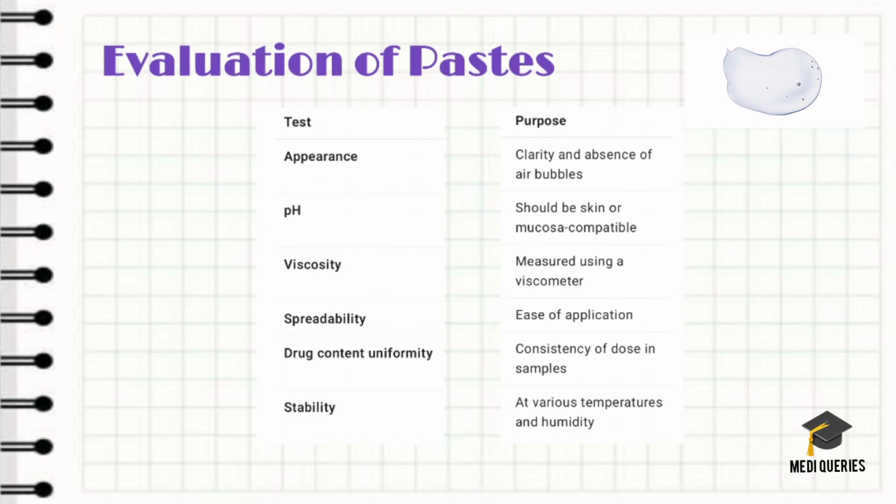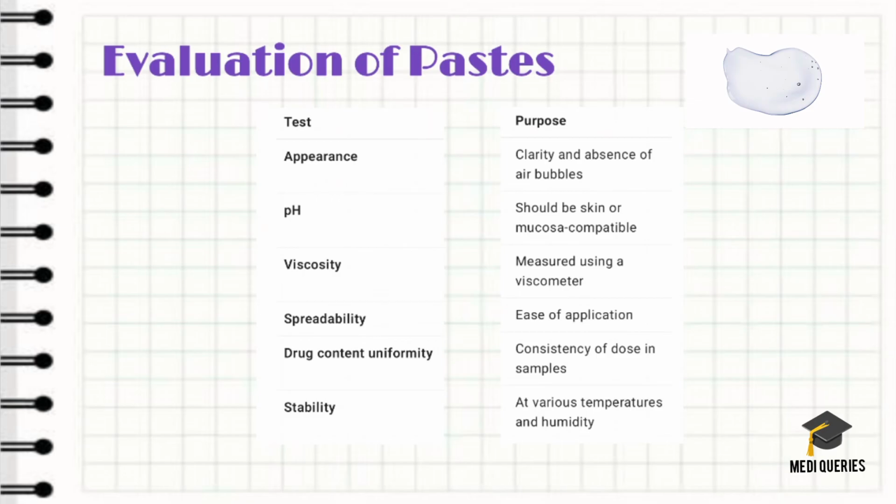First, start with appearance. Appearance is the first and the most basic test. The jellies must be transparent or uniformly colored, free from bubbles or foreign particles; we have to check that in this test. The next one is the pH measurement. It mainly ensures that the jelly is compatible with the skin and the mucous membrane and does not cause any irritation.